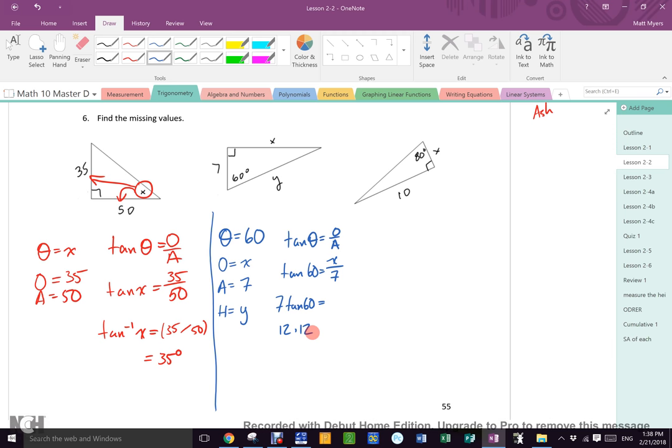So punch in what I tell you to punch in, and if you get the right answer, you're going to get it right. Clear your phone right now. Push 7 times tan 60, close bracket, equals. Now we know you're in radians mode, so change it to degrees. Find a button on there that has DRG on it or that says radian. Meanwhile, everybody else, take that 12.12 and find out what Y is. Go.